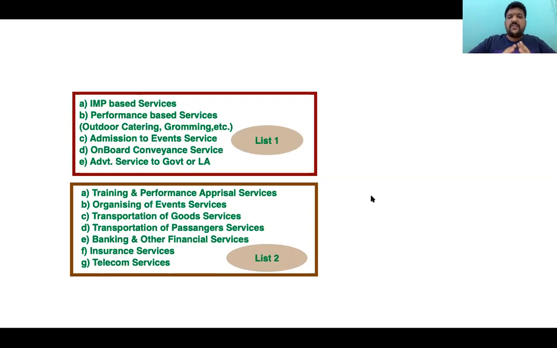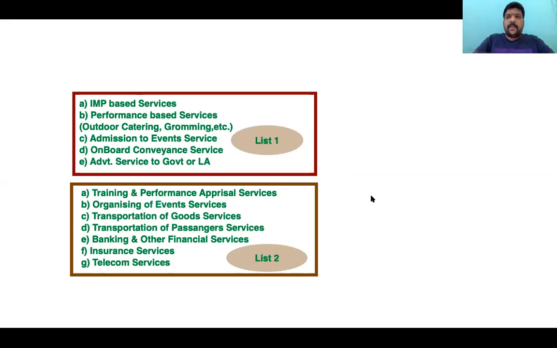Sir, what is the difference between list 1 and list 2? See, in list 1, generally you will have only one place of supply, irrespective of any situation. But in list 2, you will have two places of supply. Training and performance appraisal service provided to a registered person, the place of supply is different. Provided to an unregistered person, the place of supply is different. Organizing of event provided to a registered person, one place of supply. Unregistered person, one more place of supply. The exception in this discussion is only banking services. Banking services, location of recipient, law says.